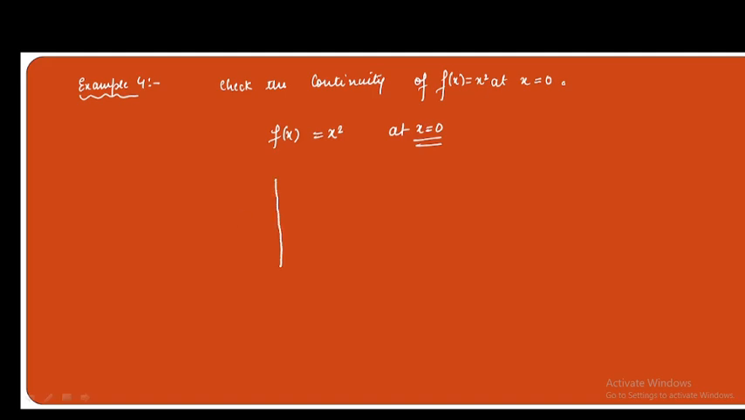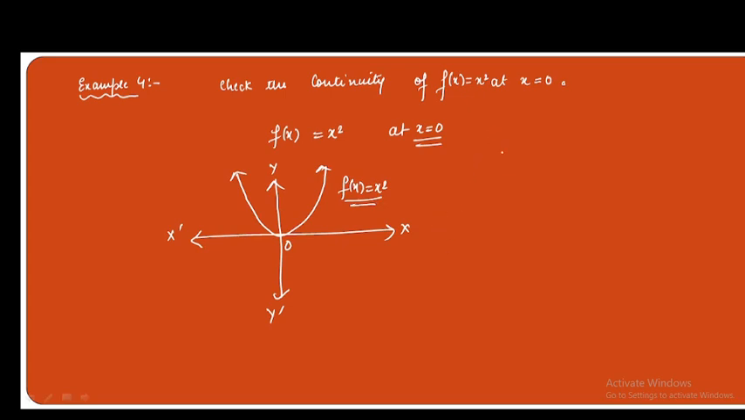So you know that this is a parabola which opens upward, right? X, y, x dash, y dash, and this is the origin, and it is like this, right? This is f(x) is equal to x square.